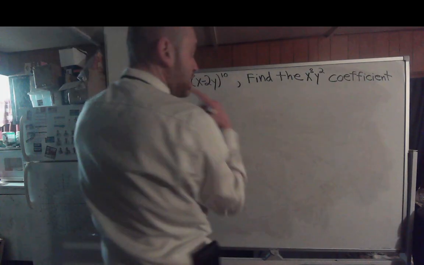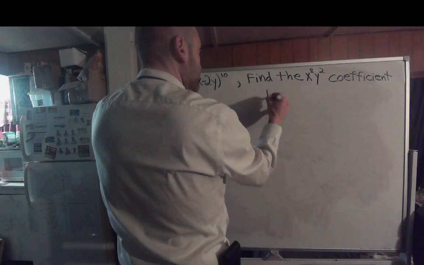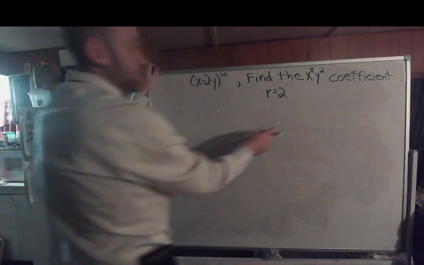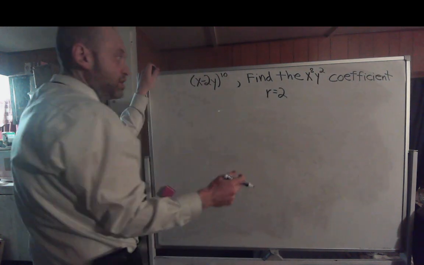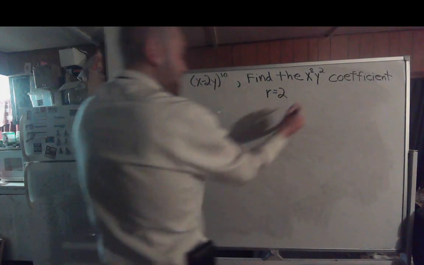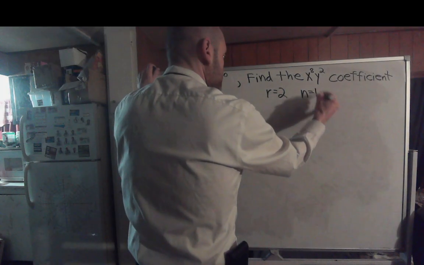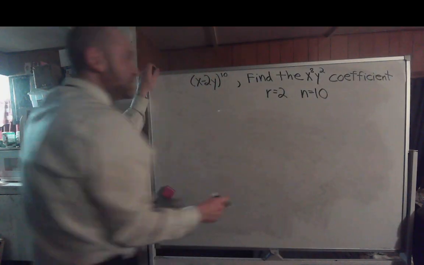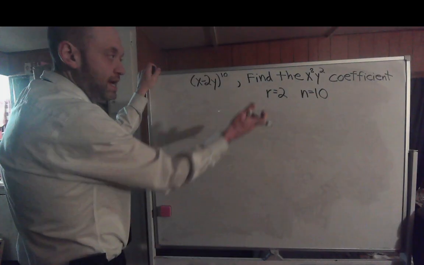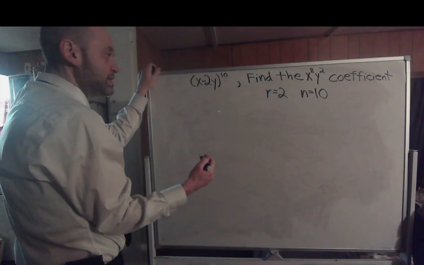All right, well, our r is definitely 2, because the 2nd term is raised to the r power, so r is 2. Your n is 10 because that's the power that this binomial is raised to. So we have it pretty easy here as far as knowing what n and r are right off the bat.